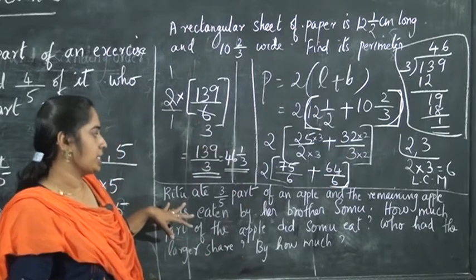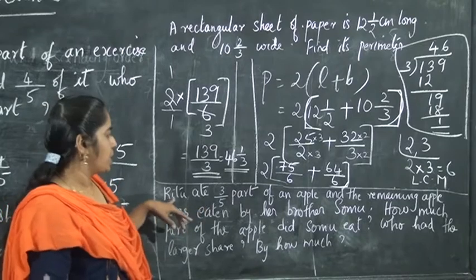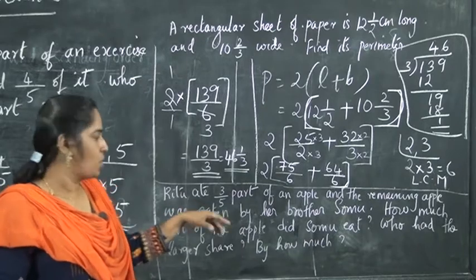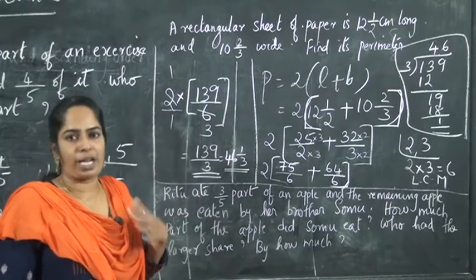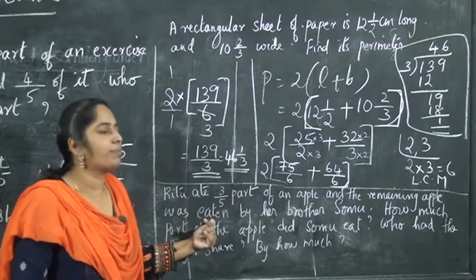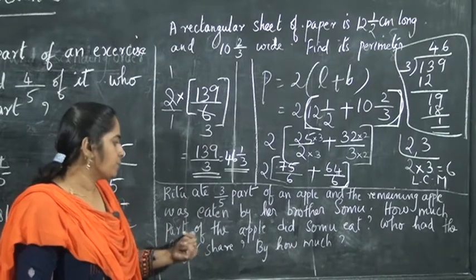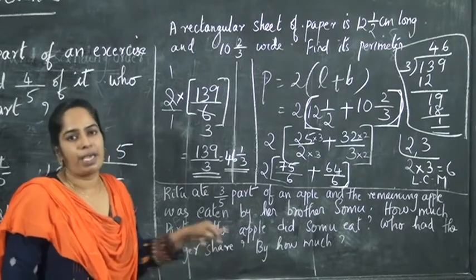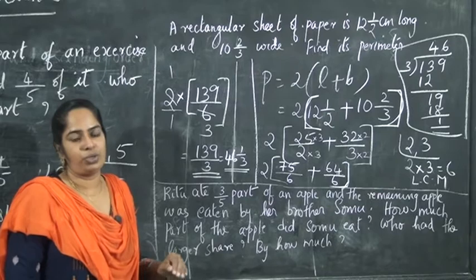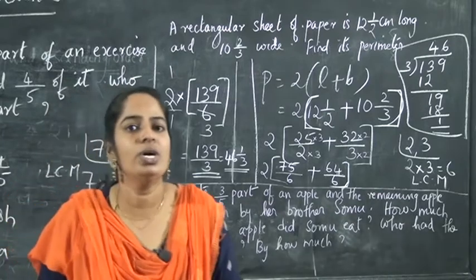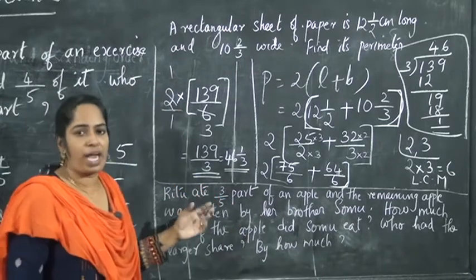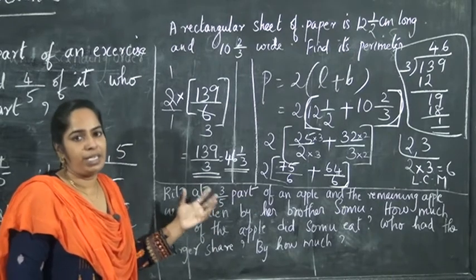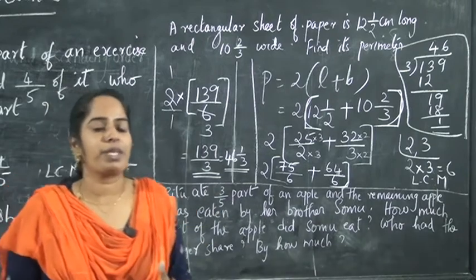Okay. The next question is homework for you. Here Ritu ate 3 by 5 part of an apple and the remaining part was eaten by her brother Somu. How much part of the apple did Somu eat? Who had the larger share, and by how much? This you must find out. I will just give a clue: the total will be 5 by 5. So from 5 by 5, you must subtract 3 by 5 and find out.